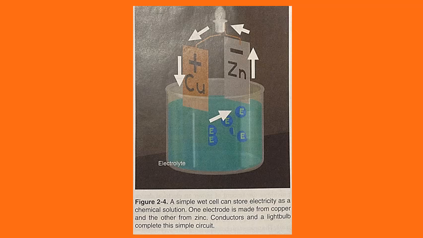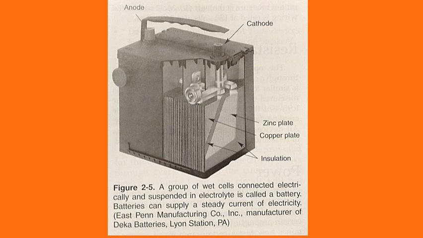It is common practice to group a number of cells in a single container, such as the one shown in figure 2-5. A group of cells is called a battery. A wet cell battery uses a liquid chemical. A dry cell battery uses a somewhat dry chemical paste. The liquid or paste is called an electrolyte. When the battery is connected to a circuit, current will flow through the circuit from the cathode to the anode.